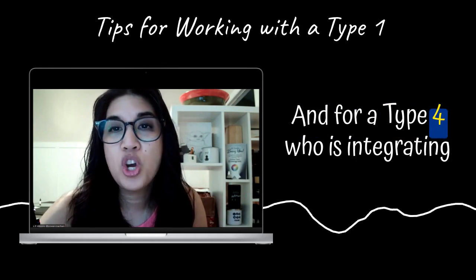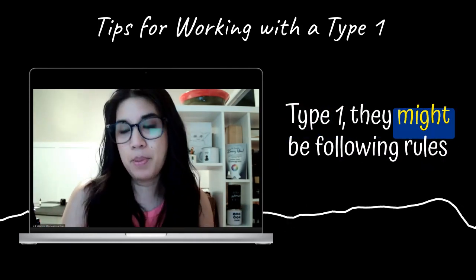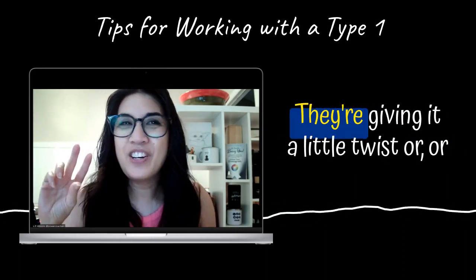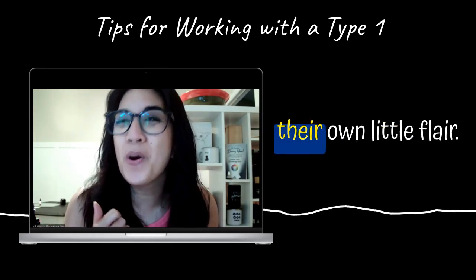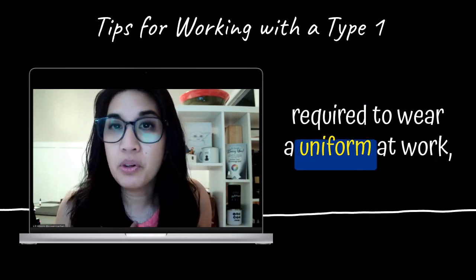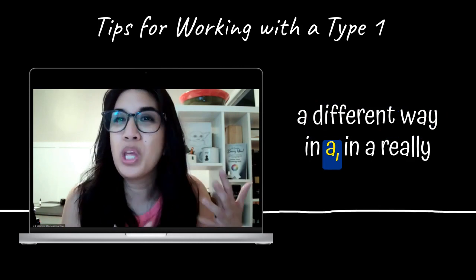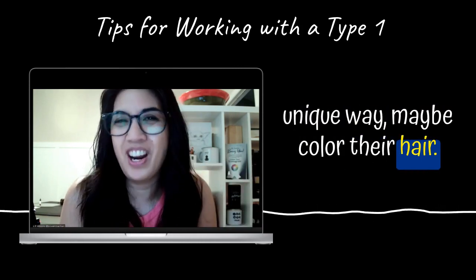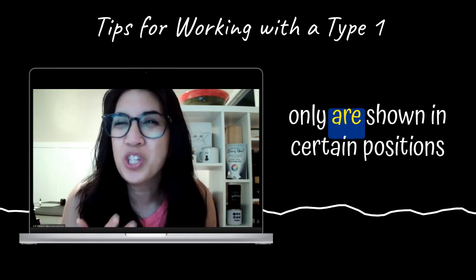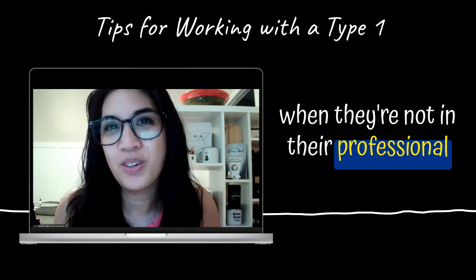And for a type 4 who is integrating or in a secure moment to the type 1, they might be following rules and following protocols, but they're putting their little spin on it. They're giving it a little twist or their own little flair. An example of this is maybe they're required to wear a uniform at work, but they might style their hair a different way in a really unique way, maybe color their hair. Or if that's not allowed, maybe they'll wear really wild socks that only are shown in certain positions when they're not in their professional environment.